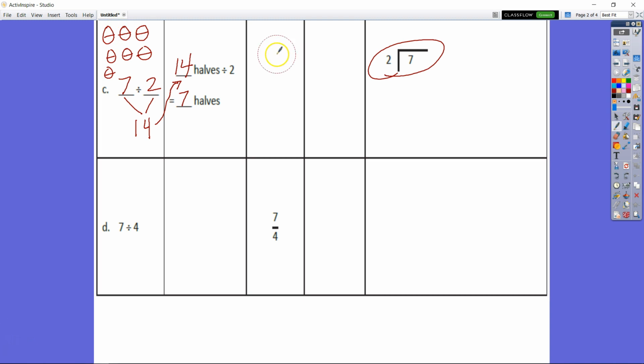All right, our improper fraction is going to be simply we're writing our 7 over 2. We know that this fraction bar represents division.